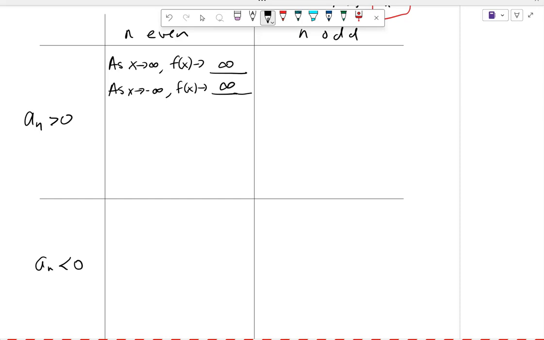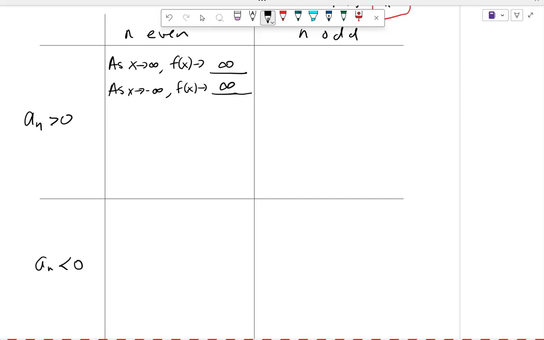And again, in words, what does this say? You go to the right, the graph goes up. You go to the left, the graph still goes up. That's what that says. Okay? The as x goes to infinity part is saying it goes to the right. The as x goes to negative infinity part is saying it goes to the left. Right? And if you think about x squared, doesn't matter, they both go up. Okay? So they both go to positive infinity.